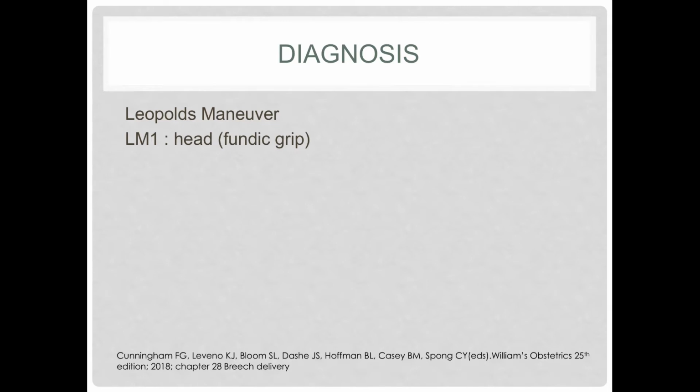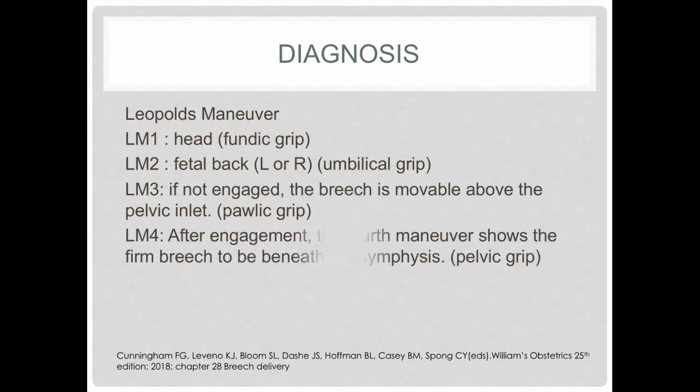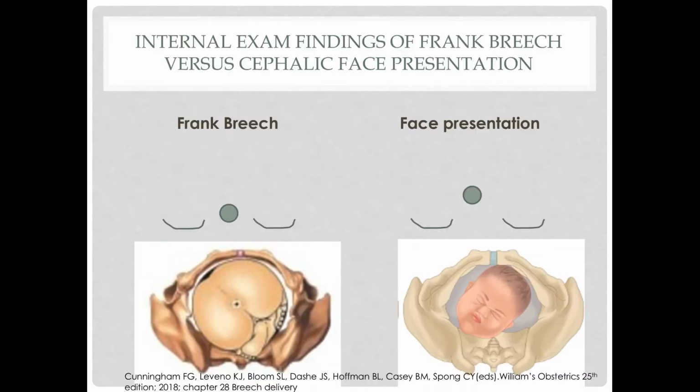LM1 will be cephalic, or head. LM2, fetal back left or right. LM3, if not engaged, the breech is movable above the pelvic inlet. And LM4, after engagement, the fourth maneuver shows the firm breech to be beneath the symphysis.